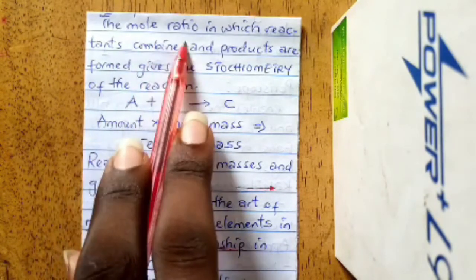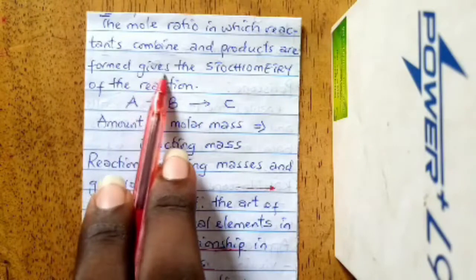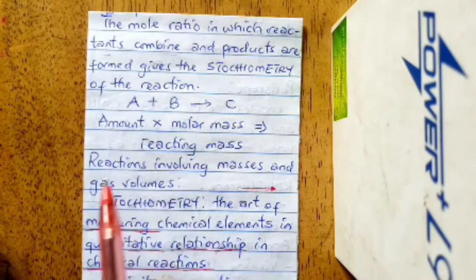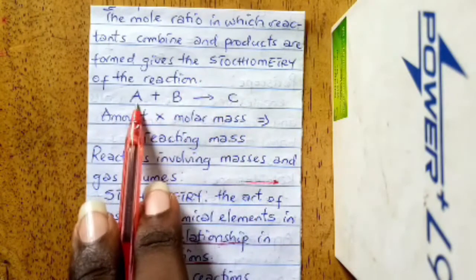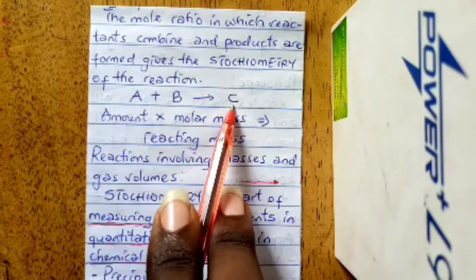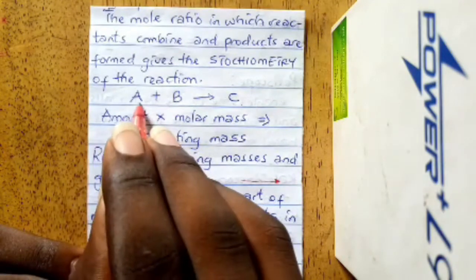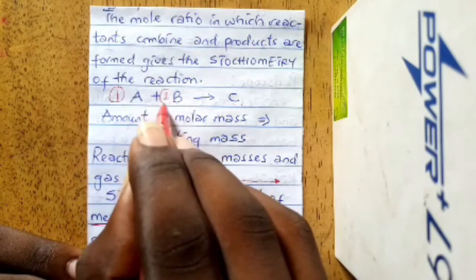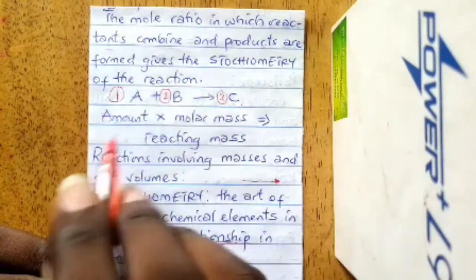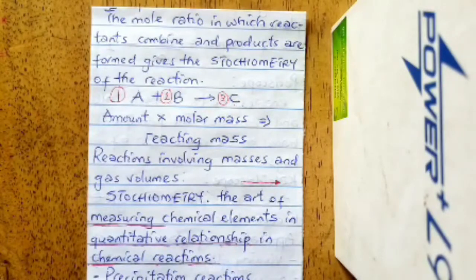And for mole ratio, the mole ratio in which reactants combine and products are formed gives the stoichiometry of the reaction. This is the part I explained earlier on. You have reactants and products. The ratio in which the reactants combine and products are formed gives us the stoichiometry, because the stoichiometry talks about the quantitative relationship. So if I have 1 mole of A combined with 2 mole of B to give me 3 mole of C, now the relationship between them, which is 1:2 to give me 3, is what we refer to as the mole ratio. And the mole is always a coefficient of the elements.